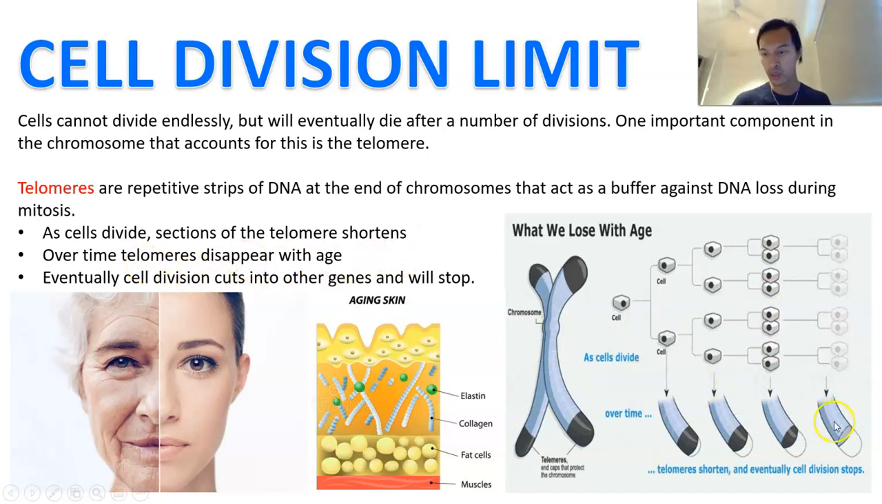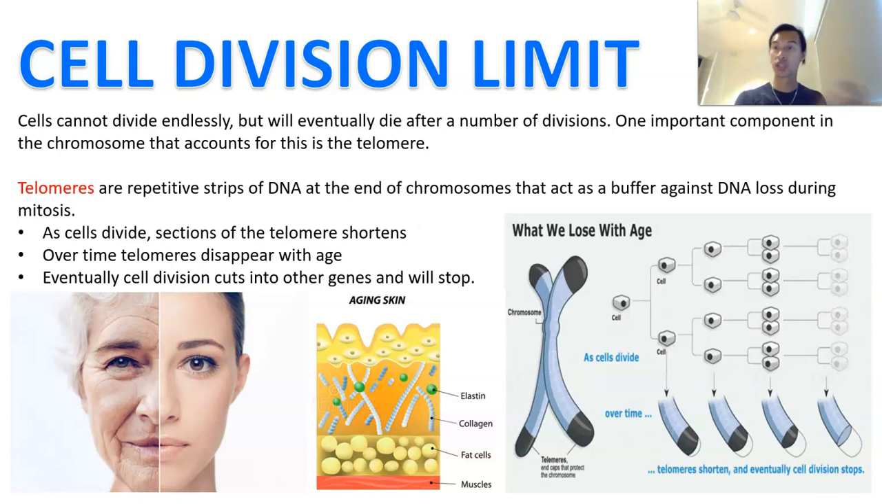And when the cell division process loses all of those telomeres, it's going to cut into the active genes that are responsible for the function of the cells. That means those genes are going to stop functioning because they're being chopped off every time the cell divides, and eventually the cell stops being able to function the way it should, right? So that is what's responsible for the process of aging in people.